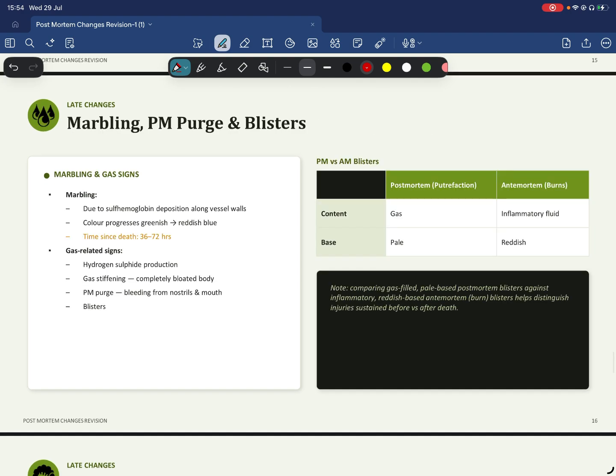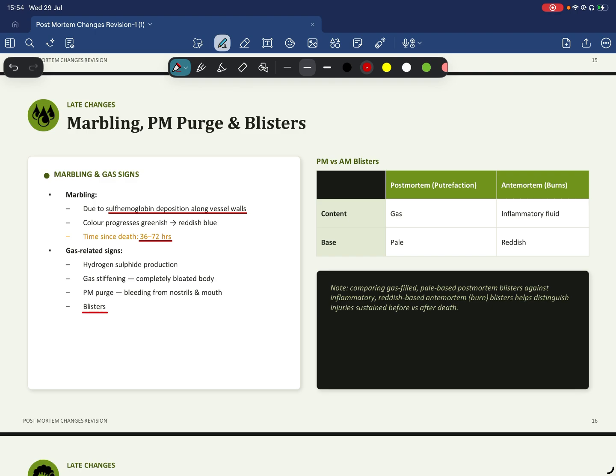Marbling is caused due to hemoglobin deposition along the vessel walls, and color progresses from greenish to reddish blue. It is seen within 36 to 72 hours of death. Hydrogen sulfide production leads to a bloated body. Post-mortem purge is bleeding from the nostrils and mouth, and there is blister formation due to gas production.